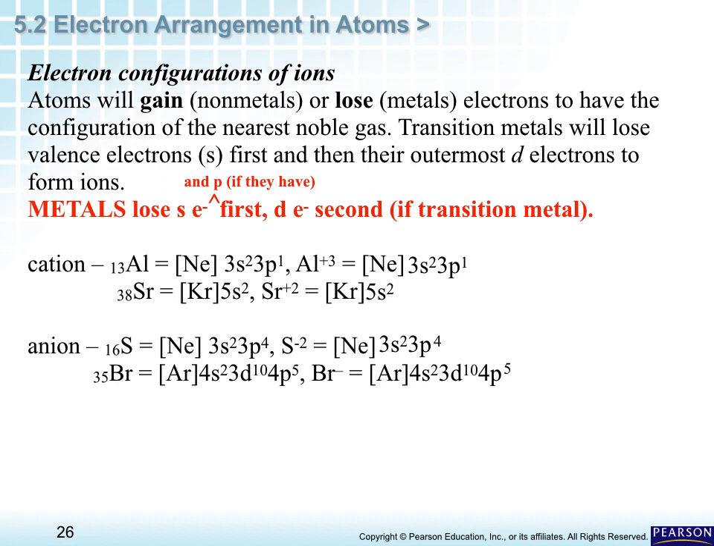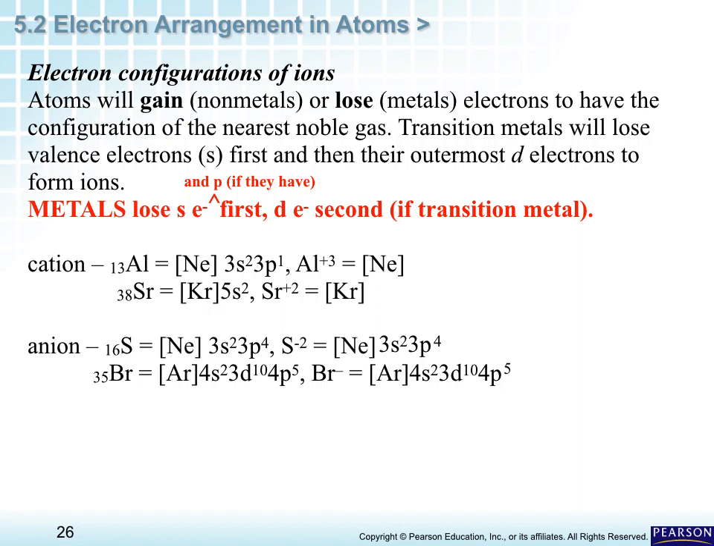When aluminum becomes the ion, I'm going to lose my 3s2 and my 3p1, which leaves me with neon, which is a noble gas. The same thing with strontium. It's Kr 5s2. Well, guess what? Strontium to become +2 is going to lose those 5s2 electrons. And guess what? Now I go from 38 down to 36, which is krypton.